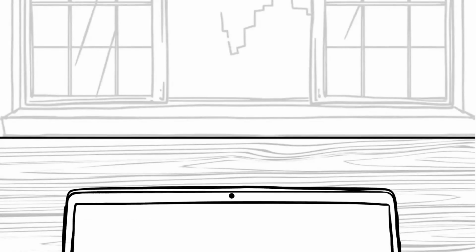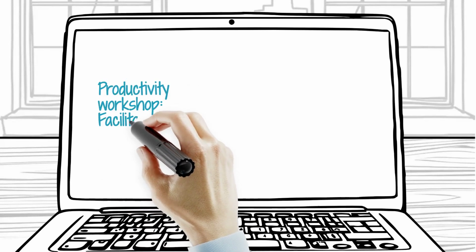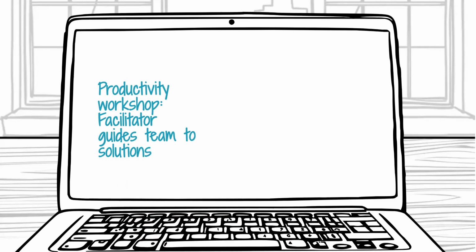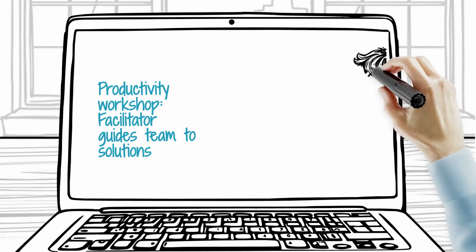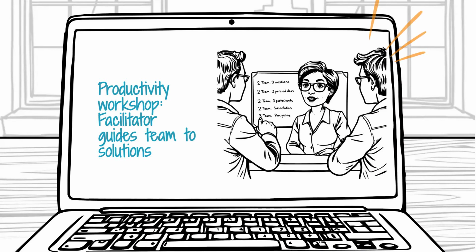Now picture a team workshop on productivity. The facilitator doesn't give answers. Instead, they ask questions like, what slows your team down? Or what can we change in our process? Everyone shares ideas, debates, and by the end, the group comes up with its own solution. Same setting, completely different approach.